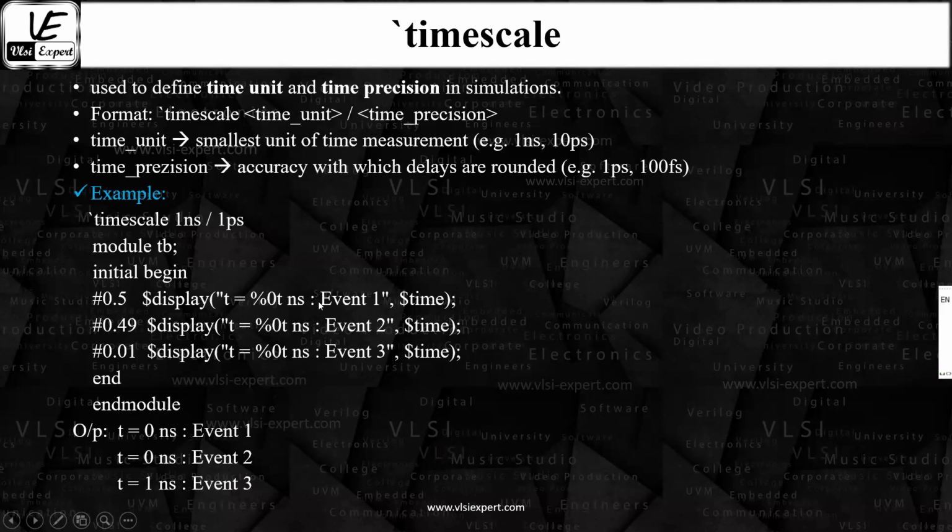A common example is this timescale 1 nanosecond by 1 picosecond. So if we write delays such as hashtag 0.5, 0.49, 0.01, the simulator rounds these values according to the precision. In this example, delay values less than 1 picosecond get rounded and events may appear at the same timestamp. I have also shown the output over here that events are shown in the same timestamp 1, 2, 3, right? So this helps us accurately model hardware timing behavior.